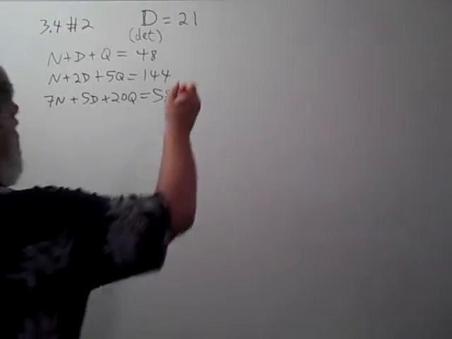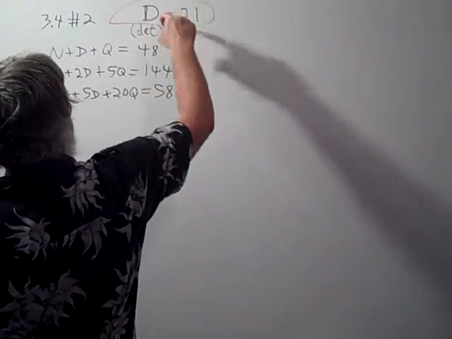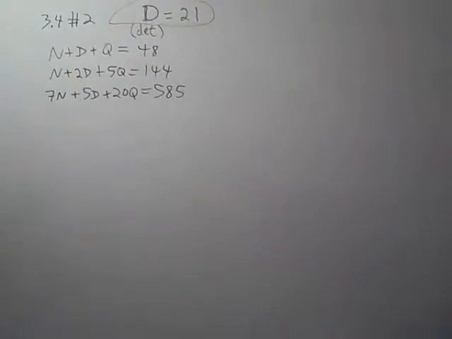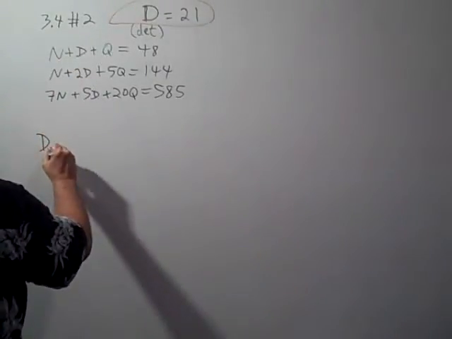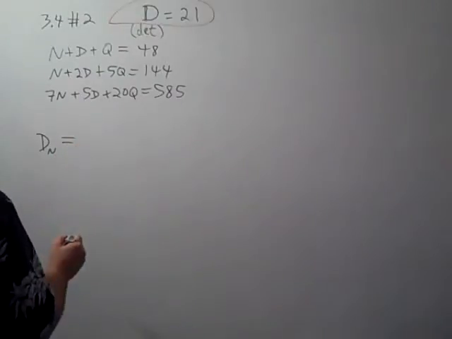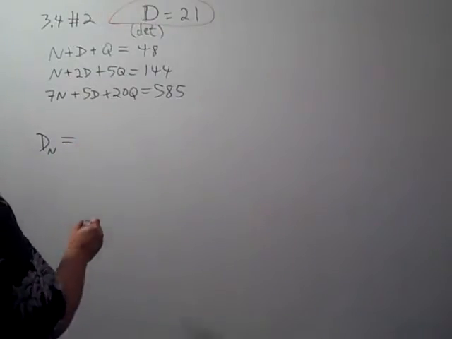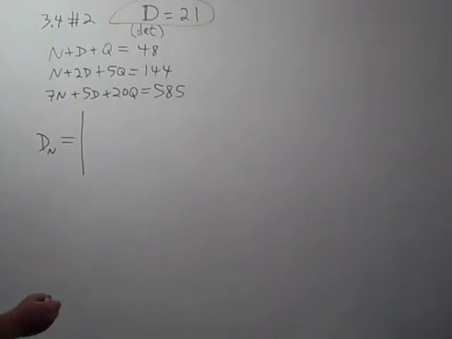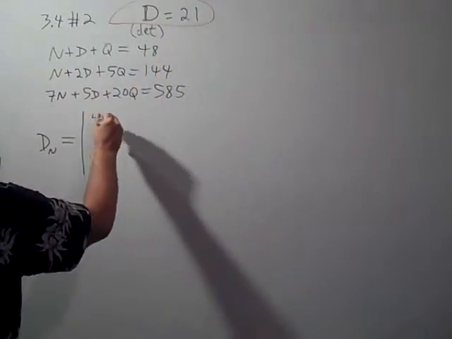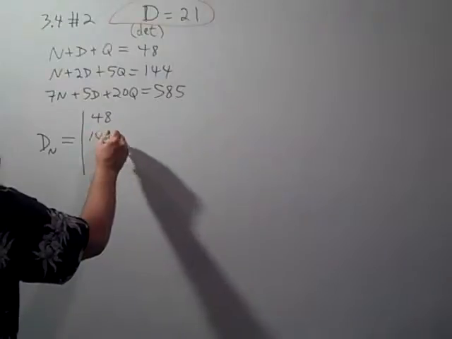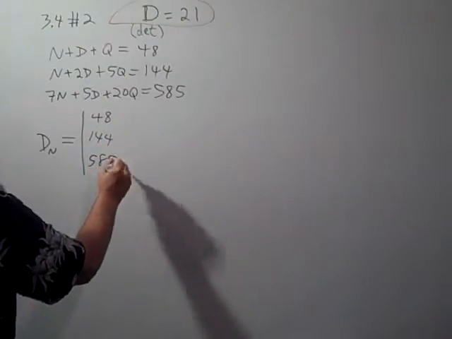Okay, we've just found the determinant we need using Cramer's rule, the first one that appears in the denominator of each of the solutions. So now we need to find d sub n, and then we'll know how many nickels there are. D sub n is the determinant of the matrix where we replace the n column with the numbers on the right side. So that's 48, 144, and 585.